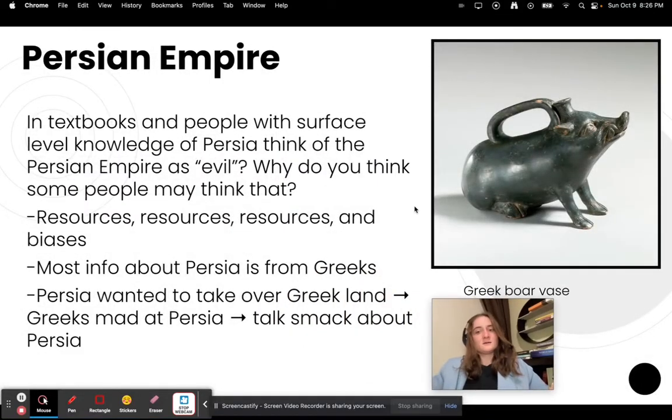All right, here's the reason. It's all about the resources, where this information is coming from. A lot of the information about the Persian Empire does not come from the Persian Empire itself. It is coming from the Greeks. Persia wanted to take over a lot of Greek land, and Greeks were like, oh, heck no. And so they kind of talk smack about Persia. Yeah, it's pretty interesting.